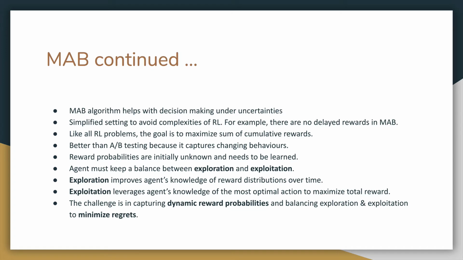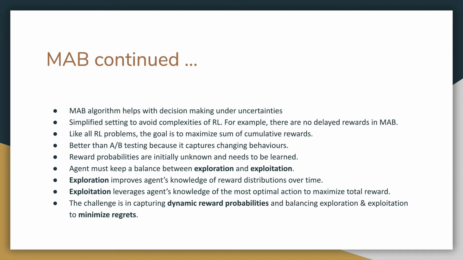Okay, now the challenge in multi-armed bandit algorithm is in capturing the dynamic reward probabilities and balancing exploration and exploitation to minimize regret. So, what does dynamic reward probabilities mean? What this means is that the reward probabilities that you know now might not be the same as what you will know in the next step because it will change depending on the action that you take. Sometimes you have not taken the actions enough number of times to actually ascertain what is the most optimal action to be taken. So the reward probabilities might be dynamic.